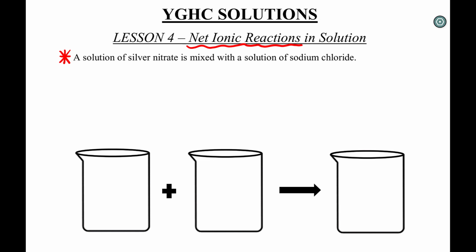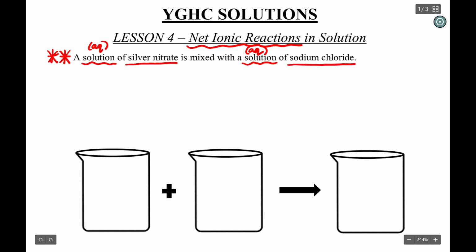is write out and balance this reaction. Remember that if it says it's a solution, it is aqueous. So these are two aqueous solutions that are being mixed together. And because it's two compounds, silver nitrate and sodium chloride, I know that this is a double replacement. So please pause the video now and try to write and balance this chemical reaction.